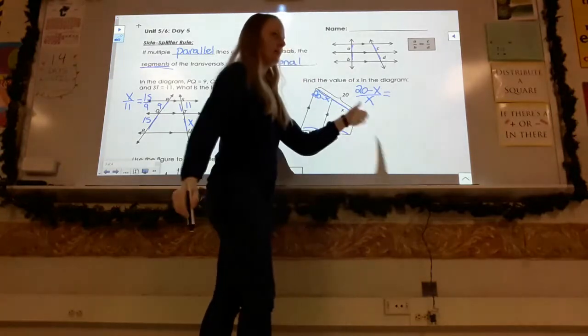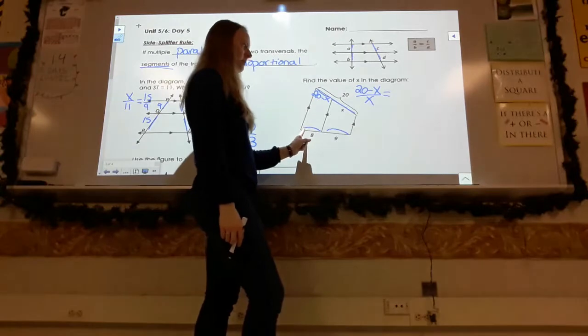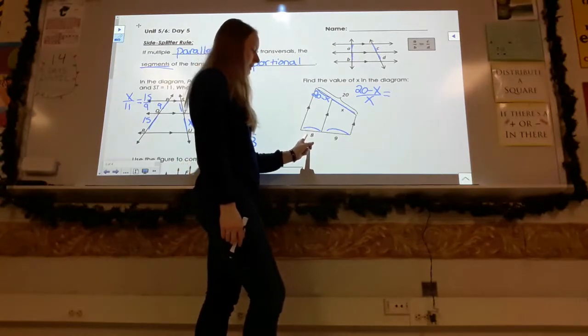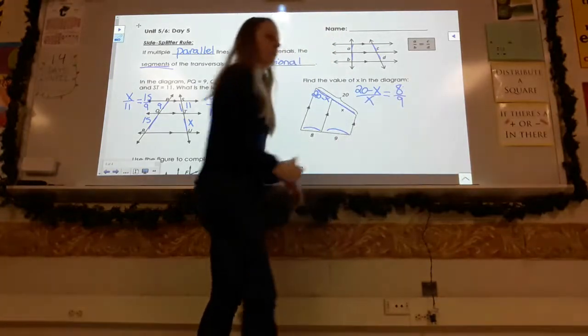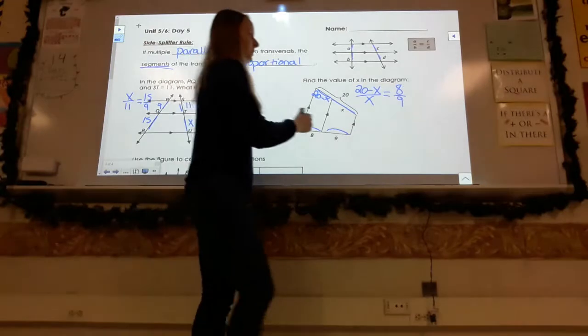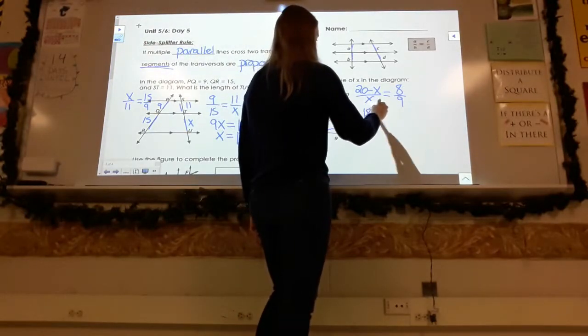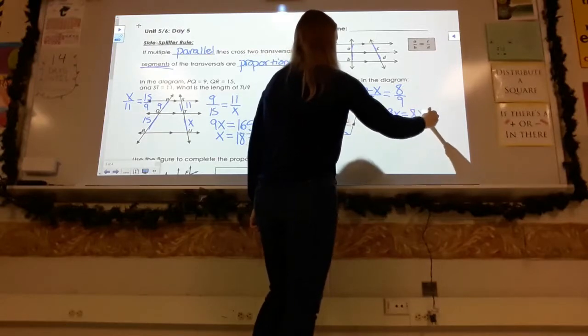So you finish one line, then you go to the next one, start at the top again, just like you did for this one, and what would the next proportion be? 8 over 9. Okay, and then once you set up your proportion, you can cross multiply like we've done before. So this would be 180 minus 9x equals 8x.